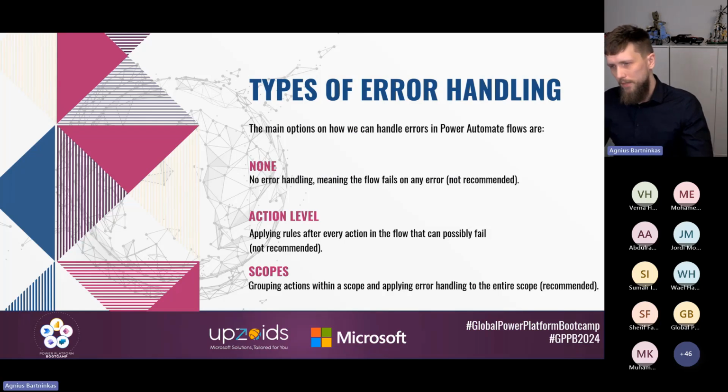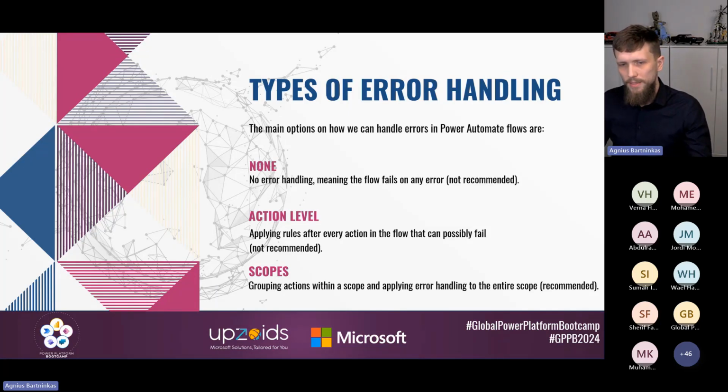Now, when we do start handling those errors, there are three ways in which we could do it. The first one is no error handling, essentially what we do when we're beginning our journey in Power Automate. We don't implement any exception handling. What this means is that our flows will stop on the first error, and that's not recommended for obvious reasons. Don't do that. A slightly better approach is using the so-called action level error handling, where we apply specific rules on every single action that could potentially fail. So we add some rules and some steps on every action in our flow.